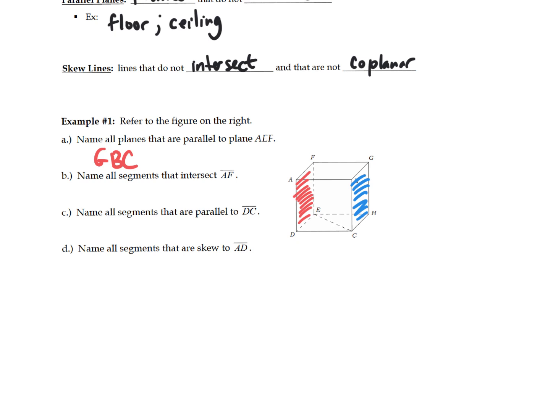B says name all the segments that intersect AF. So here's AF. There's lots of them. Let's see. There's this one and this one and this one. Then don't forget this invisible line back here in the box also intersects AF. That's AB, and then FG. If you just want to put the segment bar over it, that's fine. AD and FE.